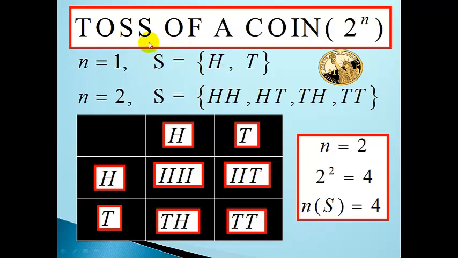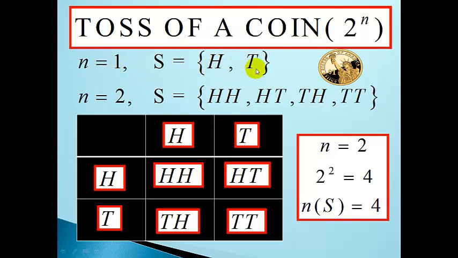Now let's look at the toss of a coin. The toss of a coin. And this is the general formula or the general expression that we use in finding the number of elements of the sample space. Now, n equals 1 means a coin is tossed once. So when the coin is tossed once, the sample space will be HT. That's the head and the tail.